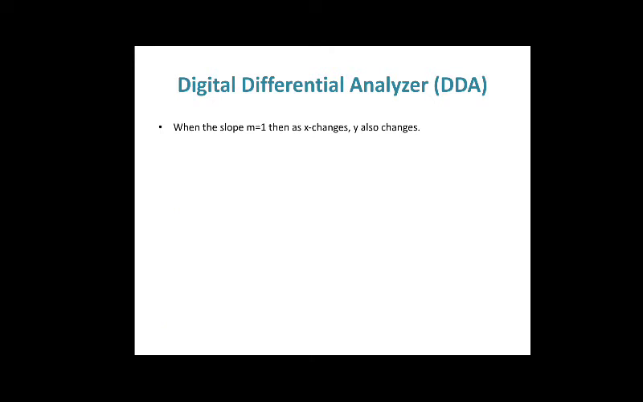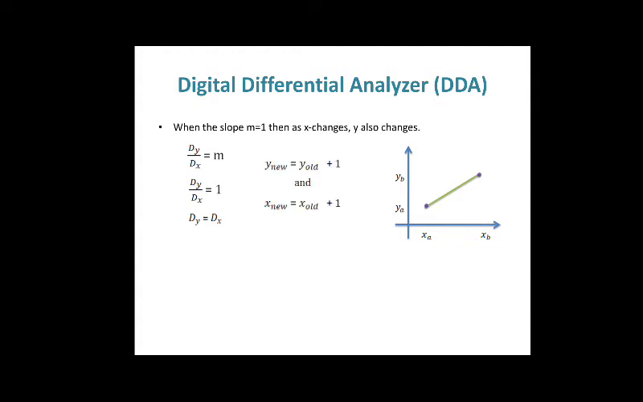When I say the line has a slope m equal to 1, it means as x changes, y also changes by 1 unit. So you can see the line having coordinates xa, ya, xb and yb. The same equation, m is equal to dy by dx, but here the slope value is 1, so dy divided by dx is equal to 1, that means dy is equal to dx. So by the value x is changing, with the same value y is also changing, right. So y new becomes y old plus 1, and x new becomes x old plus 1. So we are incrementing x and y by the value 1.